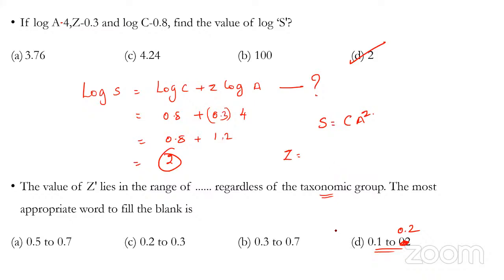Good. So for frugivorous forest, the Z value will be somewhere between 0.6 to 1.2. If the area of exploration is very large, such as a continent, the Z value will be 1.15. So anyway, the answer for this question should be B, that is 0.1 to 0.2.